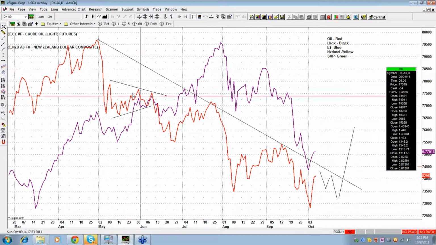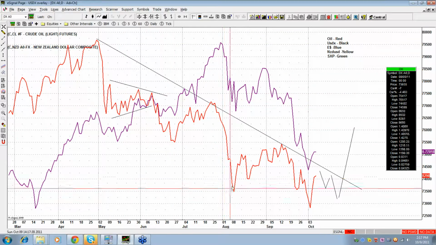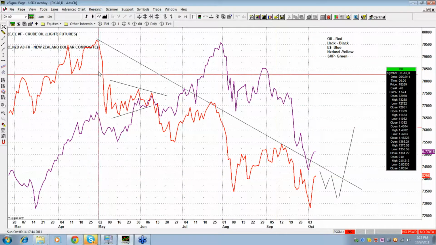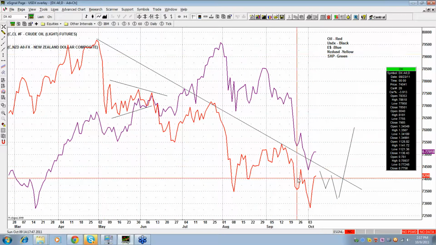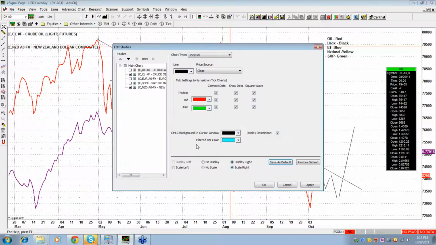And like I say, the oil chart is very clear. It's a 1, 2, 3, 4, 5, 6, 7 swing when the legs are equal. If you overlay the oil chart with the S&P, with the dollar, with the euro dollar, you're going to see what we're talking about. That's enough for me. I'm going to be buying the dollar until proven wrong, and that's the trade that everyone should get involved in.